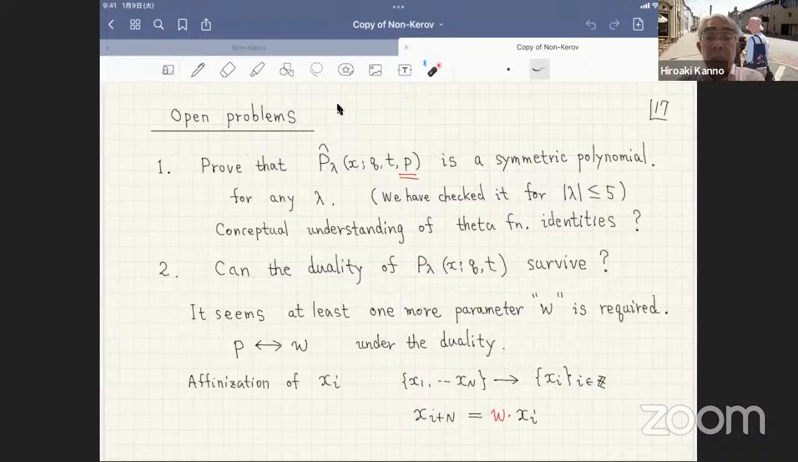And I emphasized the duality of the original Macdonald polynomials. Then the natural question is, can the duality of Macdonald polynomials survive or not after this kind of deformation? It seems that at least one more parameter, W, is required. So the deformation I explained today is not for keeping the duality. Of course, we expect there is some way to make duality survive, but I'm afraid this is beyond my talk today. So let me stop here.